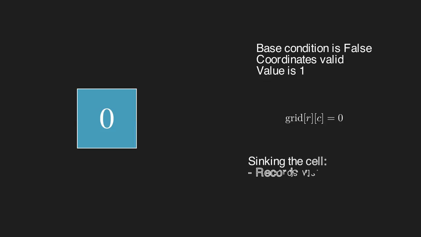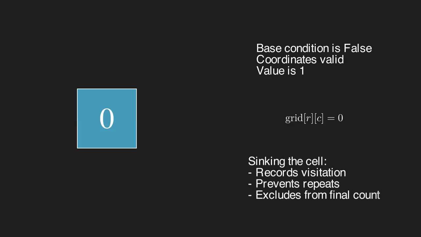If the base condition is false, the coordinates are valid and the current value must be 1. The search now assigns grid of R, C equals 0. This operation changes the visited land cell into sea, often called sinking the cell. The assignment records visitation, prevents repeated processing, and removes this boundary-reachable cell from the final count.